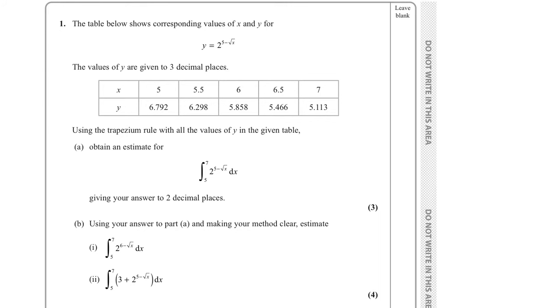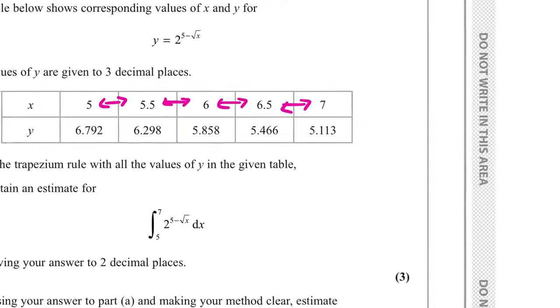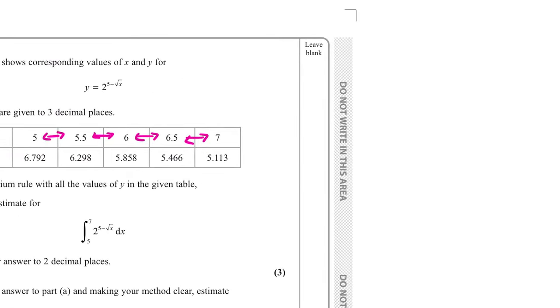So it says use the trapezium rule with all values of y in the given table and obtain an estimate. So first of all, a few people got this wrong because of the height. The height is the difference between our x coordinates, okay? And you'll notice they need to be constant because that's the height of our strips, okay? So what's the difference between 5 and 5.5? I know I said the answer. Right, so our height equals 0.5.